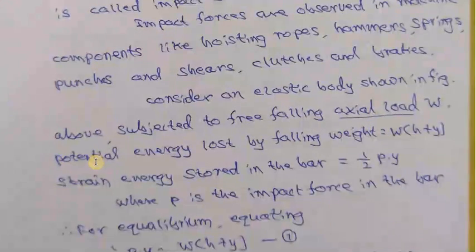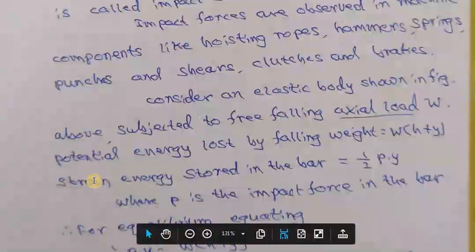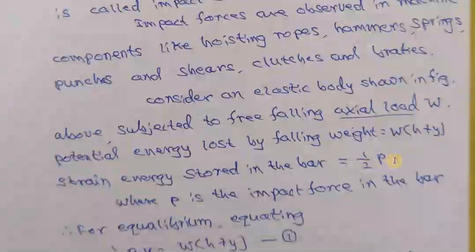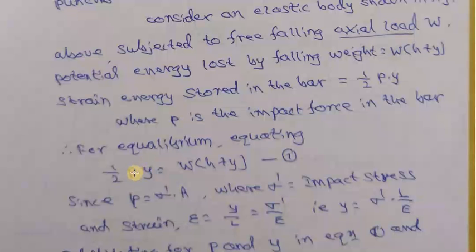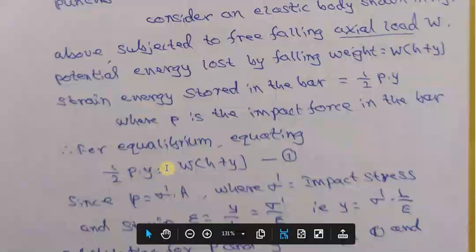Here the potential energy lost by the falling weight is W into (h plus y), where h plus y is the total distance travelled by the falling weight. Weight into distance travelled gives me the potential energy lost. Meanwhile, the member is going to store strain energy in the bar, that is half into P into y, where half P is the average load, into displacement. I am going to equate these two. For equilibrium, half P into y, the energy stored by the member, is equated to the energy lost by the falling weight.